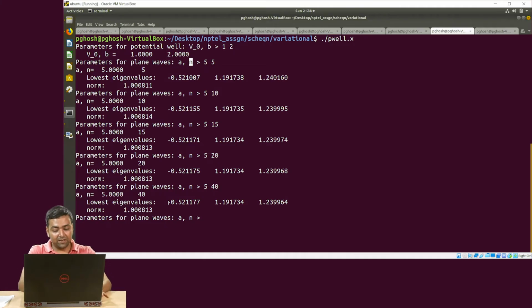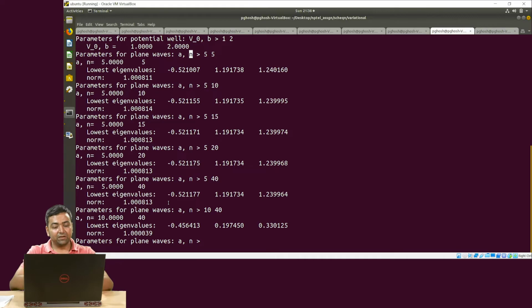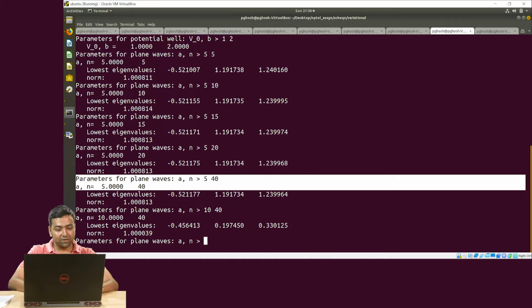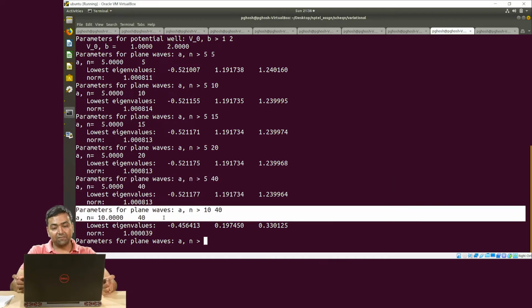Now, what I will do is increase my A, let me go from 5 to 10. I keep the number of plane waves the same, and then I run it again. So, if you look at the energies now, the ground state energy, when my A is equal to 5, and compare that with the value when A equals 10, what has happened is that when I go from this case to this case, the distance between the periodic images has increased. What it means is that now the interaction between the two square well potentials has reduced.